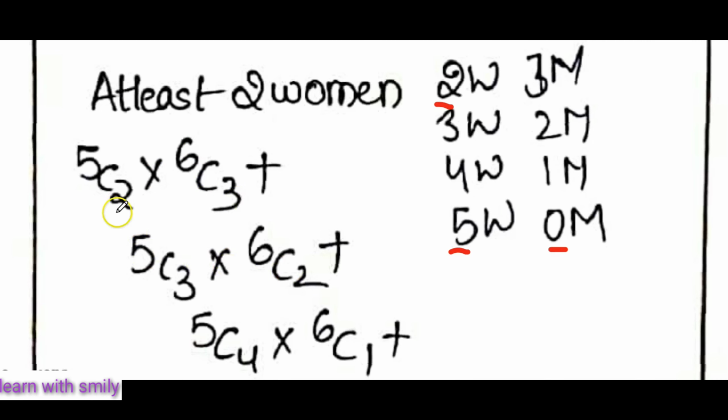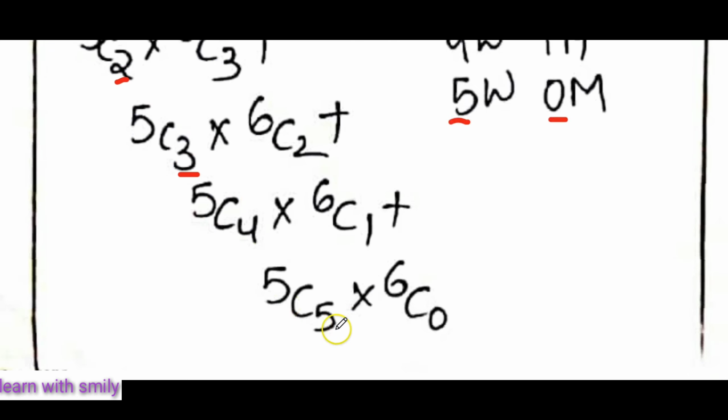For everything, we have to increase the count of women because they have given at least 2. So 2, 3, 4, 5. Up to this it will be considered. Got it?